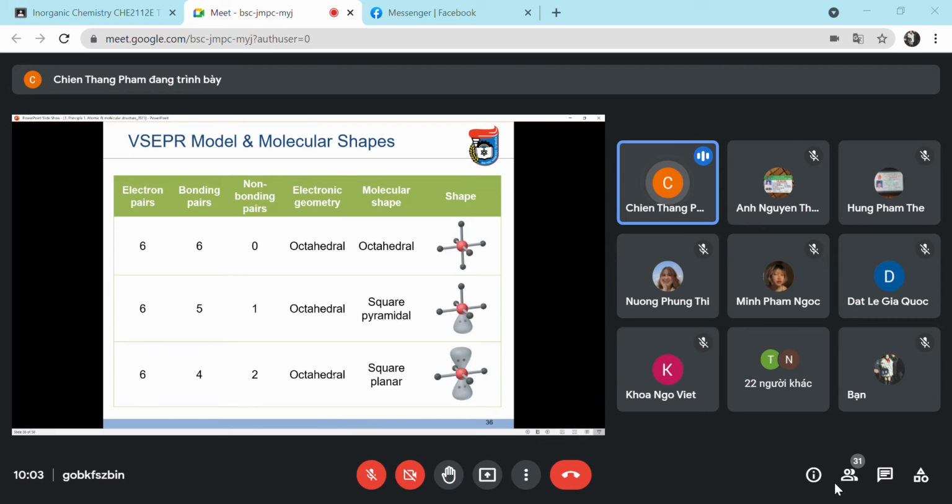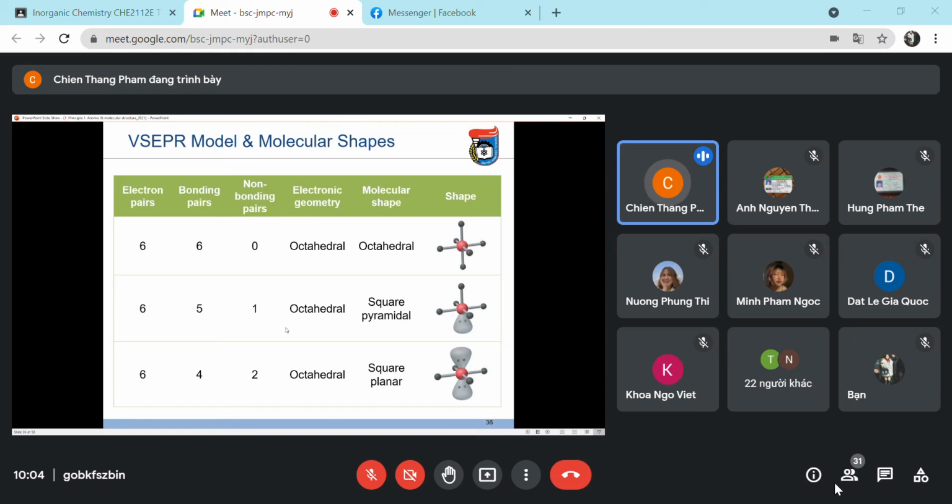And for the 2 non-bonding pairs, you know that there is a repulsion between the non-bonding pairs. So the best way is to keep the 2 non-bonding pairs as far apart as possible. In this case, we can keep them in opposite positions. And now the molecular shape is only square planar. But this one is very easy to infer from the basic geometries.